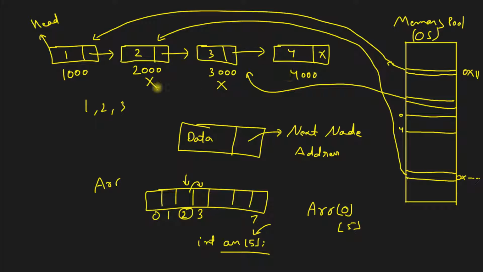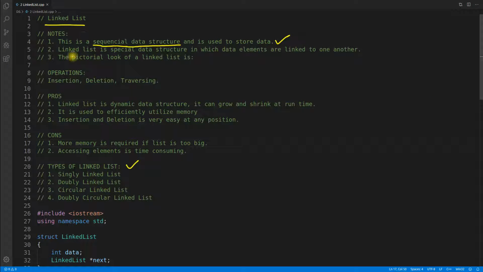So the best part is whenever you need, you can get it. And another best part is whenever you don't need it, you can return that memory, you can free it, and then it will go back to the memory pool. Is that clear? Now let's come back to our notes here. We have covered this second point. It is linked with each other. Obviously the pictorial look of the linked list is okay.